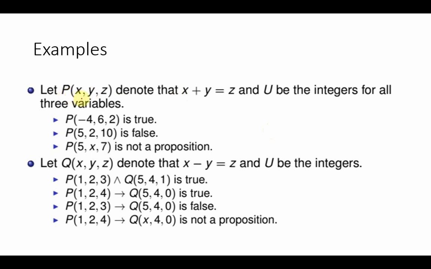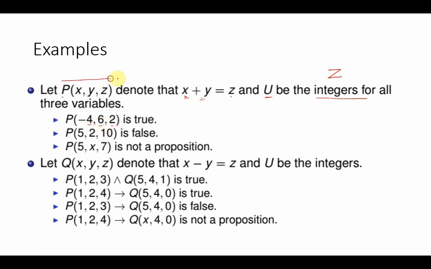Let us say P of x, y, and z denote that x plus y is equal to z, and let the integers be the domain for all three variables. The universe of discourse is the set of integers Z. Now if I say P of x, y, z denotes that x plus y is equal to z, and I specify the values of x, y, and z as minus 4, 6, and 2, then x plus y is equal to z, minus 4 plus 6 is equal to 2, is true.